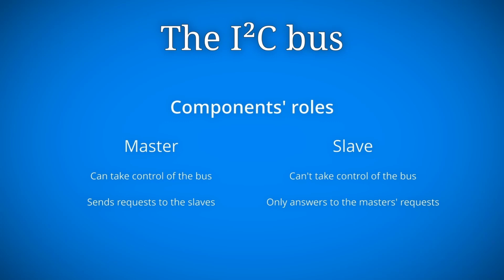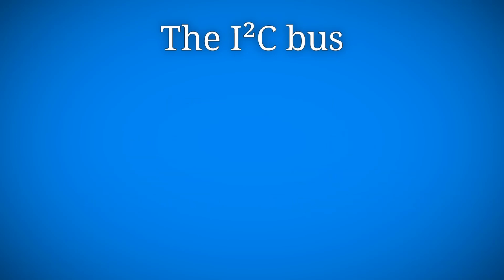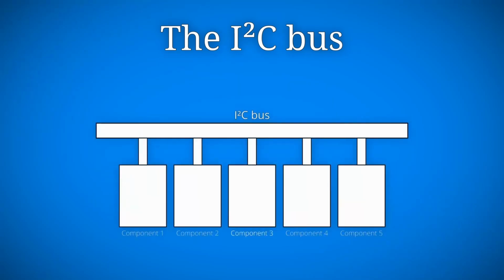Generally, slave components on the I²C bus are components that generate data, like a temperature sensor, or components that receive orders, a component used to control an electrical motor, for example. Components acting as masters are generally microcontrollers getting data from the slaves or sending them orders. There can be more than one master and one slave on the I²C bus.